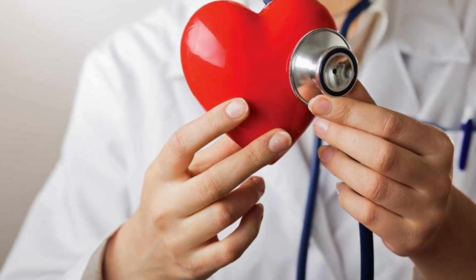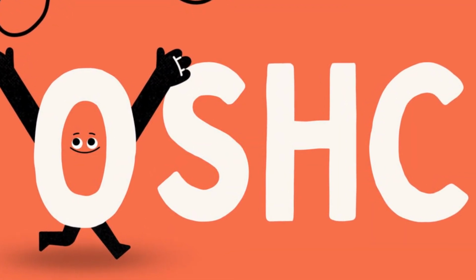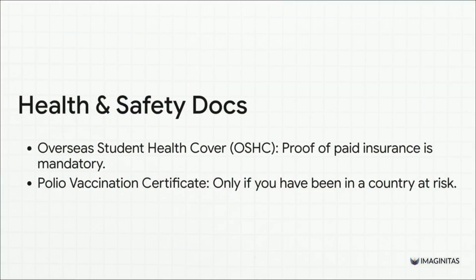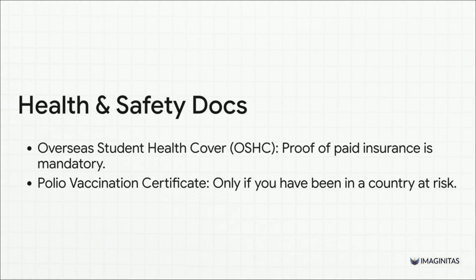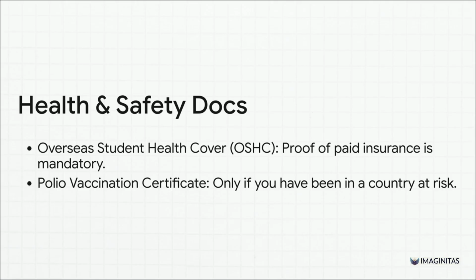Next up, health stuff. You absolutely positively must have Overseas Student Health Cover, OSHC, for your entire stay. It's not optional. In fact, if you don't show proof that you've paid for it, your visa will be refused. It's that simple. And one more thing. Just double-check if you need a polio vaccination certificate. That only applies if you've recently been in certain high-risk countries.